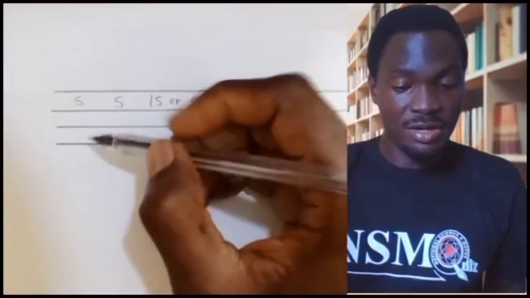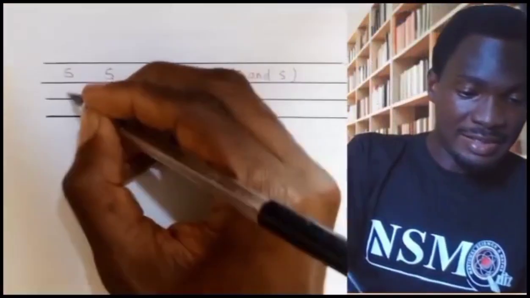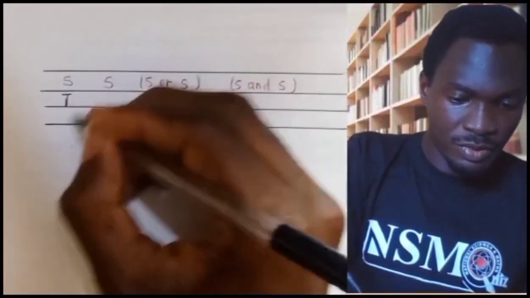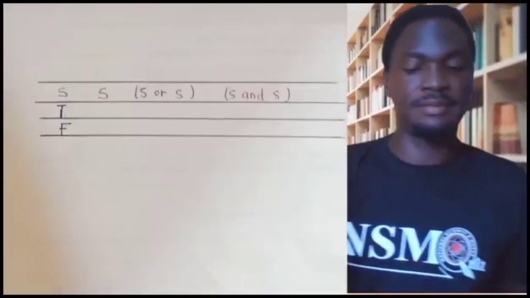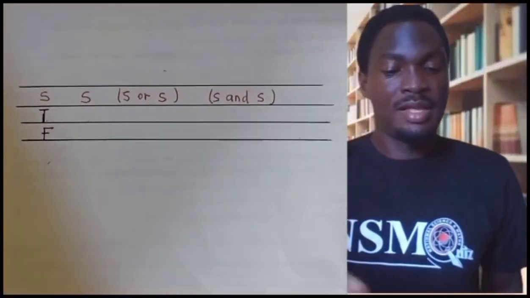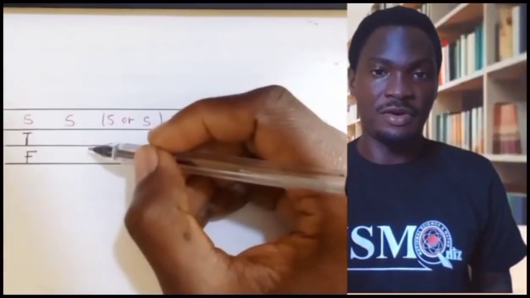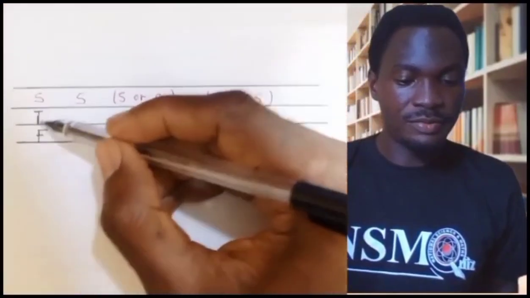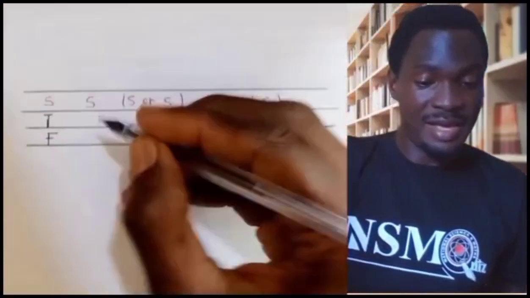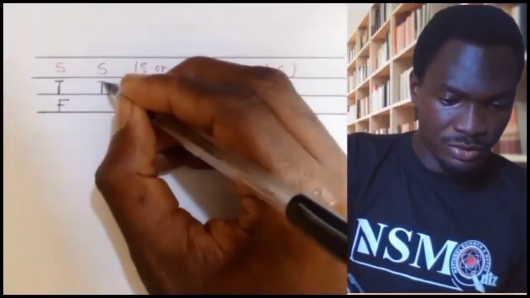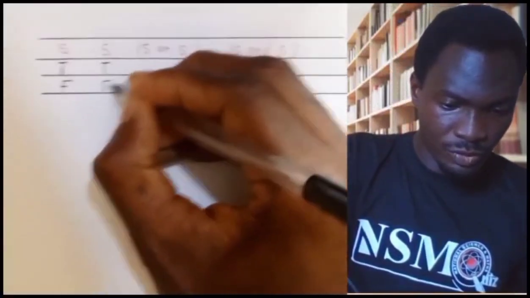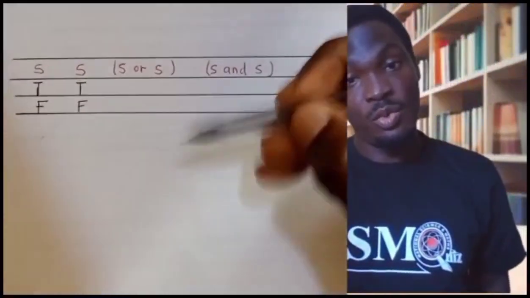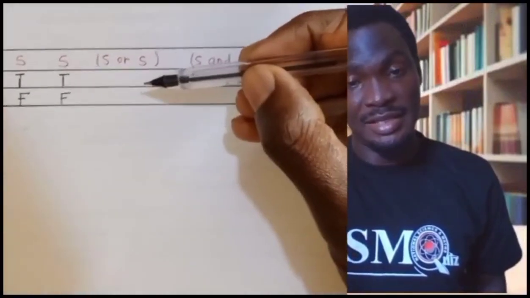Here is my truth table. The first column is for S. S can be true or false. The second column is also for S. If S is true, then it's true. It's the same S. So true or false.